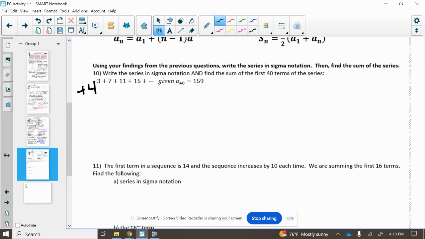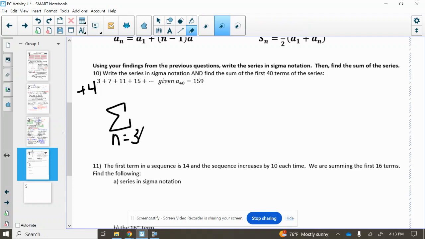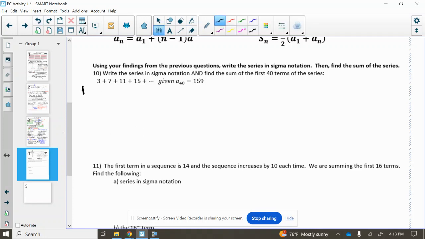Our first term is 3, our 40th term is 159, and we want to write the sigma notation for this, and we want to find the sum of the first 40 terms. Well, remember with our sigma, we start at term number 1, which is 3. And we are adding up, it says, the first 40 terms.